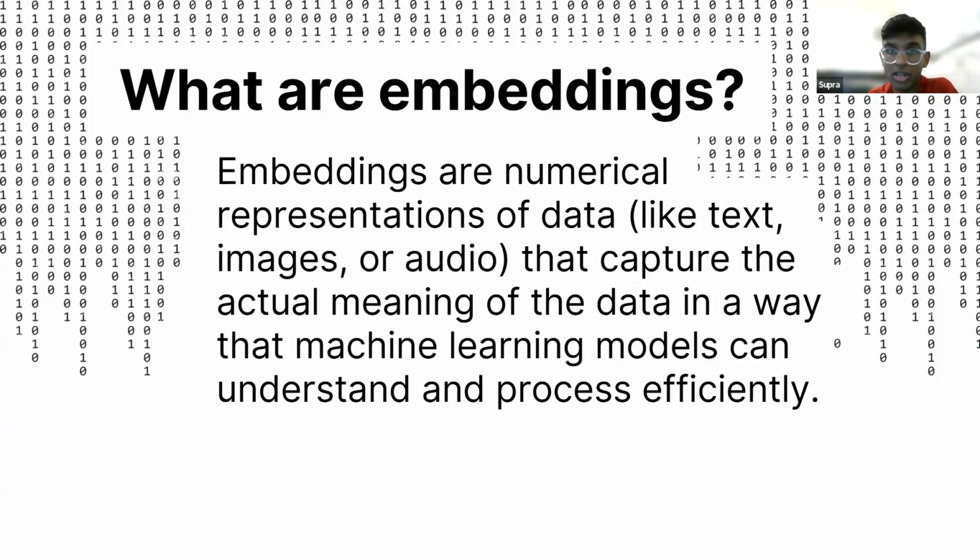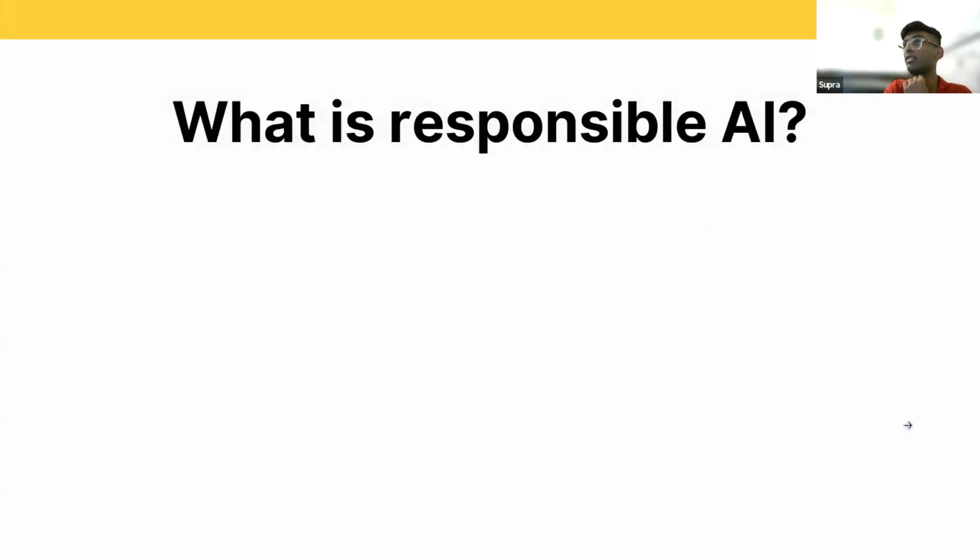So think of it as a way to translate raw data into a format that AI can understand and use to find relationships between different pieces of information, sometimes through neural networks. So again, one numerical representation of data that computers use is binary. So now what I'm going to talk about is responsible AI.